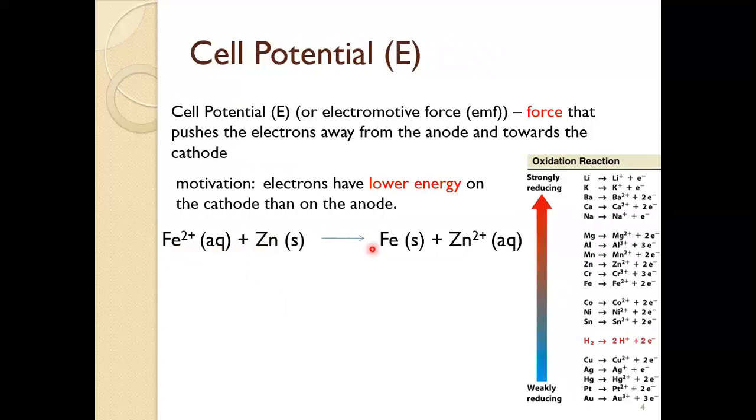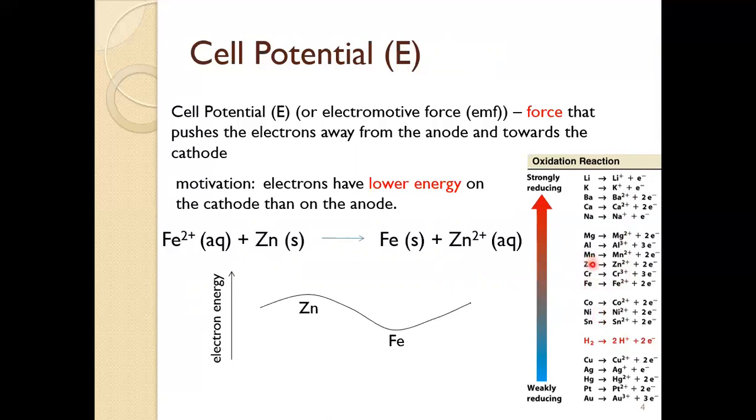Notice that in this spontaneous reaction, zinc is donating 2 electrons to the Fe2+ to reduce Fe2+ to elemental iron. And we can predict that this should happen because zinc, like with copper, is above iron on this activity series. So as we would predict, zinc should be able to reduce Fe2+ because elemental zinc is above Fe2+ on our activity series. Just like with copper, it is above, so it is a spontaneous reaction.